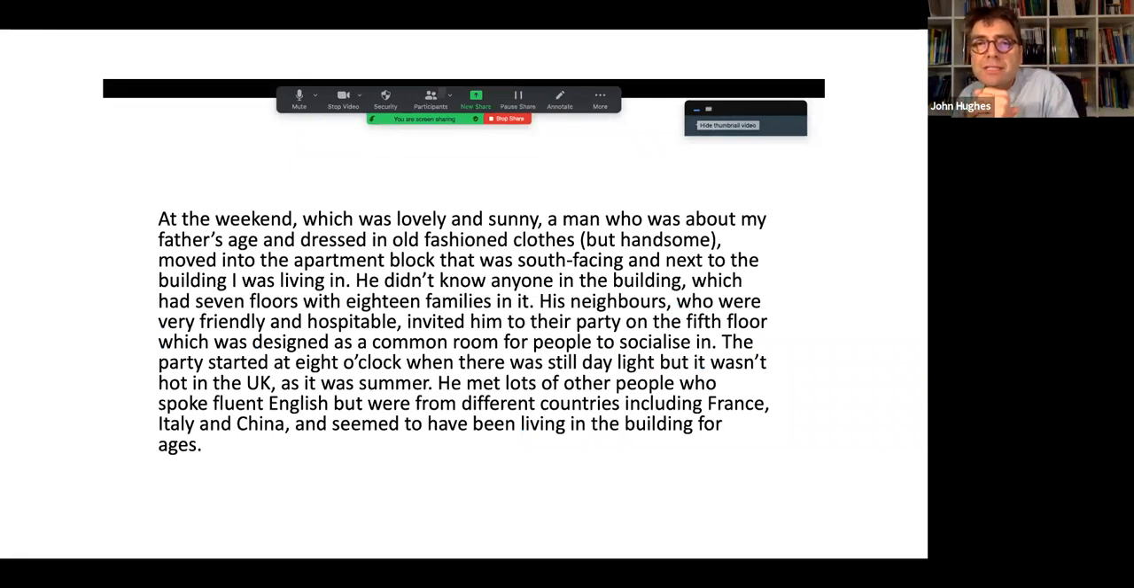So one student sent me this version of the story back. And you can see the student's been working really hard. Suddenly she's thought, okay, I've got to have a relative clause. So at the weekend, which was lovely and sunny, it's a non-defining relative clause because we know which weekend it was. We don't need to define it. We're adding extra information.